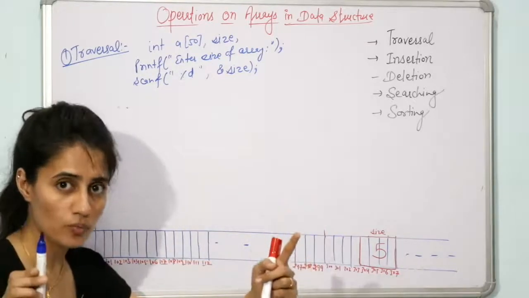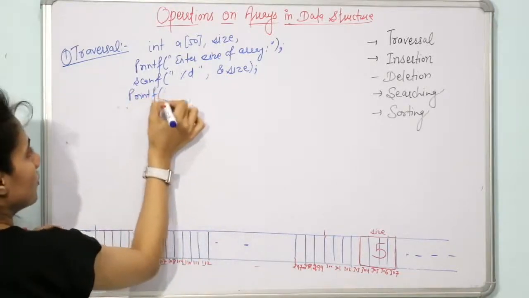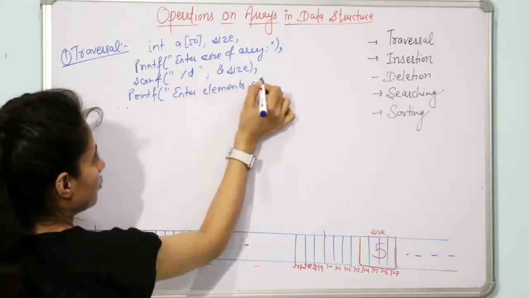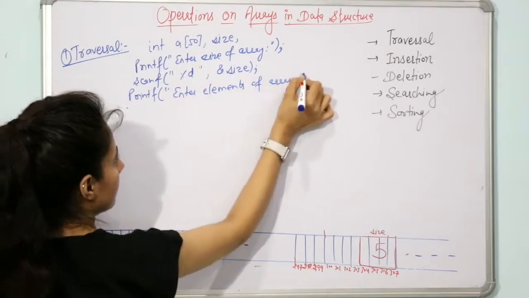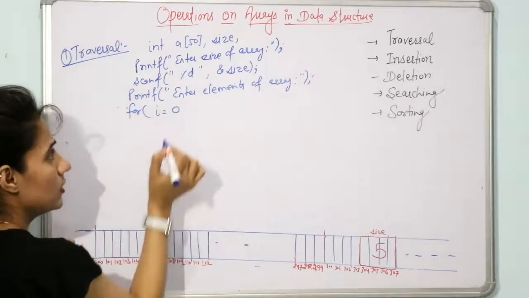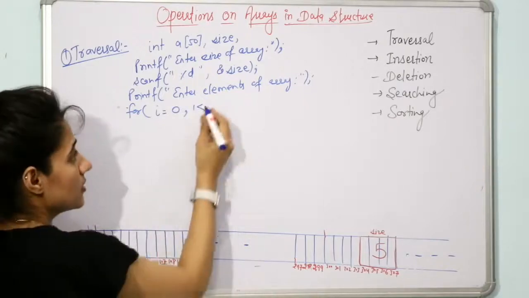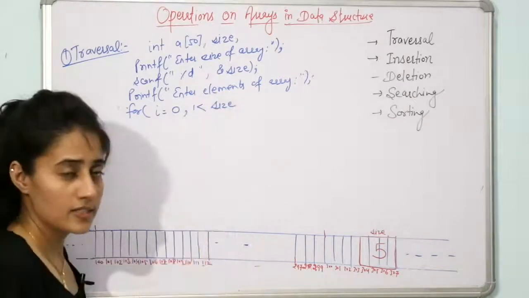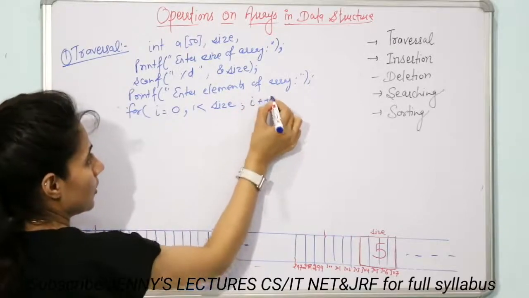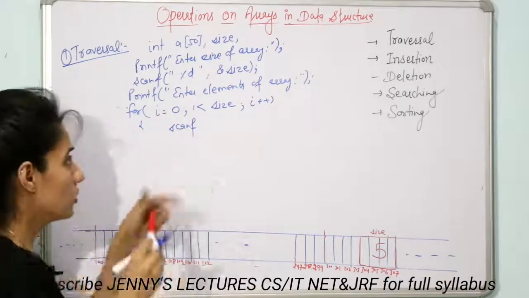You have to take one for loop. I have already discussed that. So what will you write? You will write printf enter elements of array, and you will write one for loop, and this loop would start. I value would start from 0. I would be less than size, less than 5, that is 4, 0 to 4, index would be 0 to 4, and that is i plus plus. And in the for loop you will write scanf, because to take input from the user we use the scanf function.